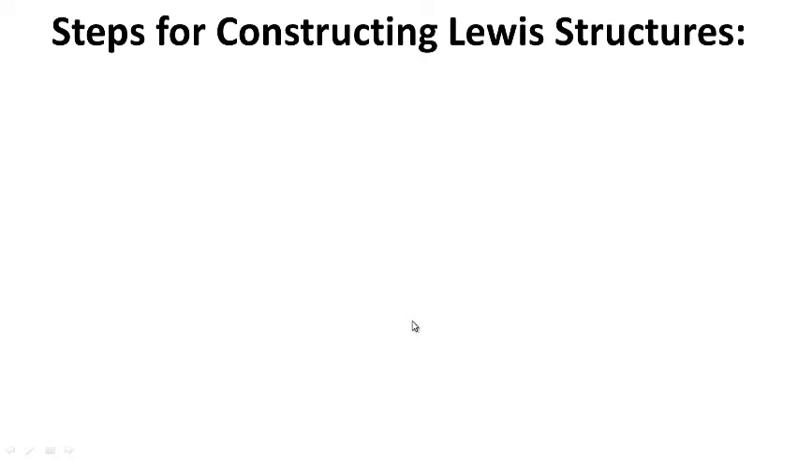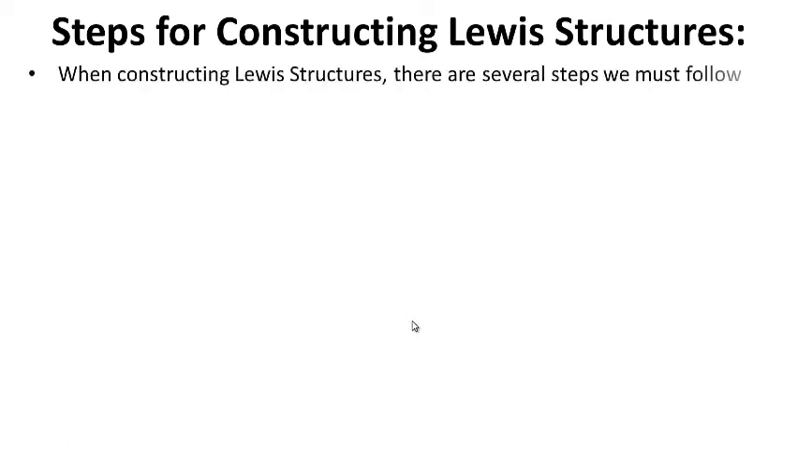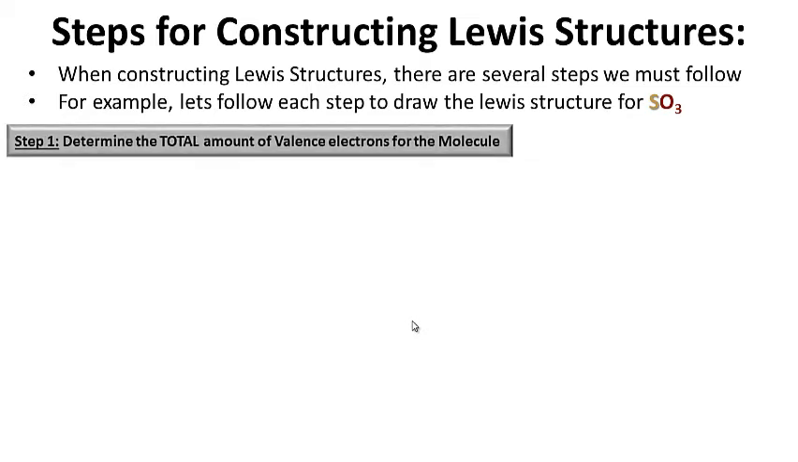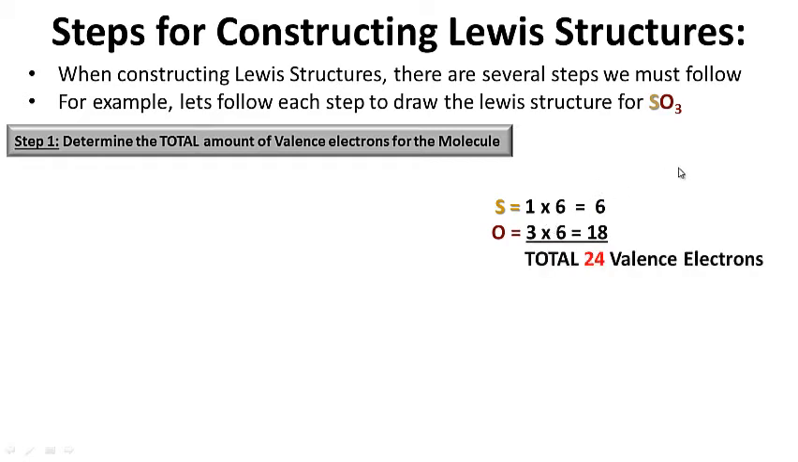All right, so steps for constructing Lewis structures. When constructing Lewis structures, there are several steps we must follow. So for example, let's follow each step to draw the Lewis structure for SO3, sulfur trioxide. So step 1, determine the total amount of valence electrons for the molecule. Sulfur has 6 valence electrons, 1 times 6 for 1 atom. Oxygen, there's 3 atoms, so 3 times 6 is 18. Total is 24. So we have to have a total of 24 valence electrons.